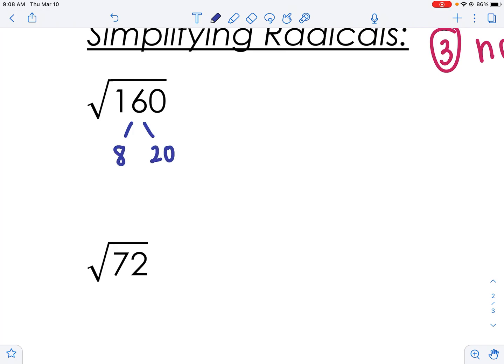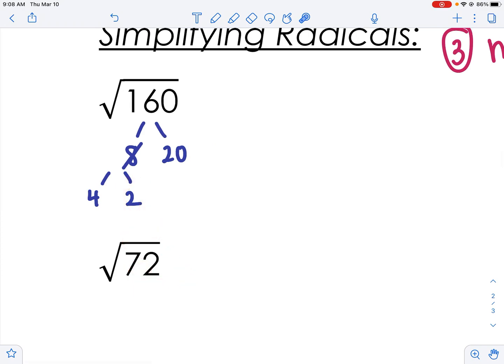Okay, now the question is, does 8 break down? Is there something times something that would give me 8? Well, that's 4 times 2. So I'm going to break 8 down into 4 times 2. Well, 2, I can't break. 2 would just be 2 and 1. So I'm not going to break that down any farther. But 4 can break down into 2 times 2. So I broke the 8 down into 2 times 2 times 2.